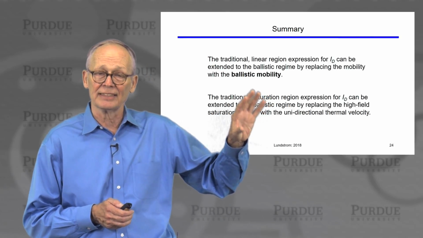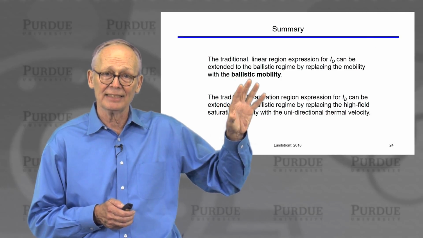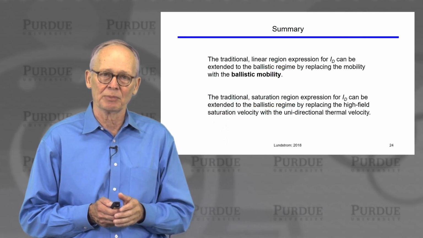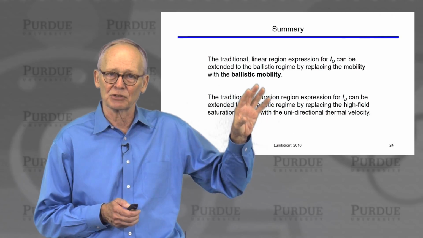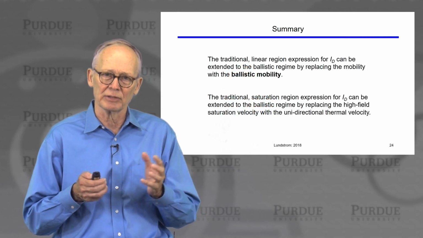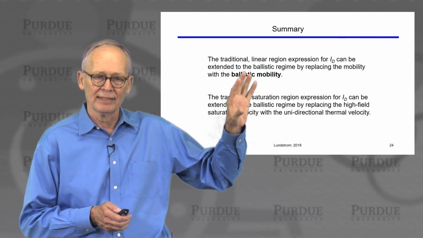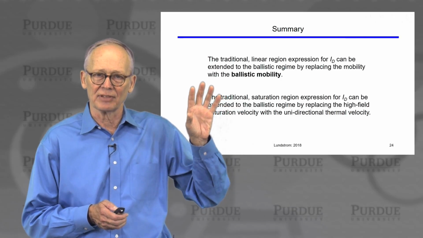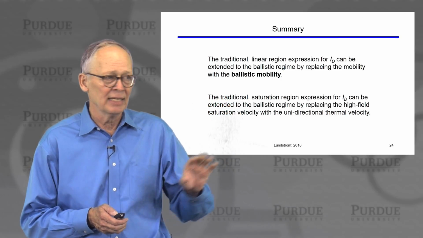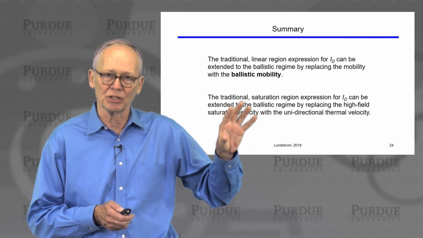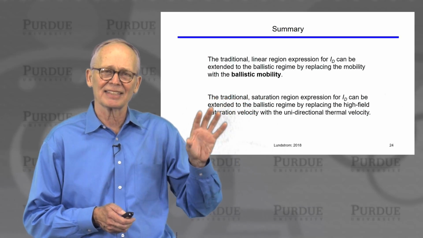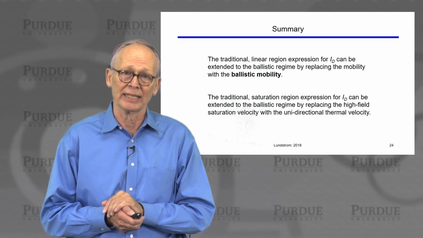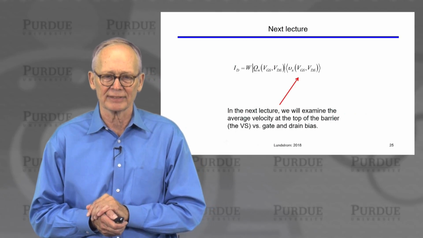So what we've learned is that the result is remarkably easy to remember and to understand physically. We simply take the traditional expression and we replace the diffusive mobility, the traditional mobility, by the ballistic mobility, and we know how to interpret that. We take the traditional expression for the saturation current and we replace the saturation velocity due to scattering in a high electric field by the thermal equilibrium unidirectional thermal velocity. And we'll discuss in the next lecture why that makes physical sense. But we have a very simple way to extend our traditional model all the way to the ballistic limit.